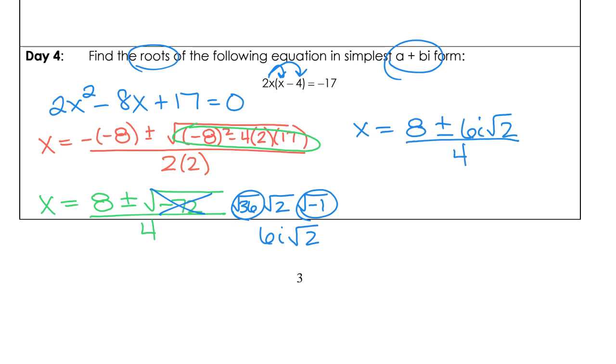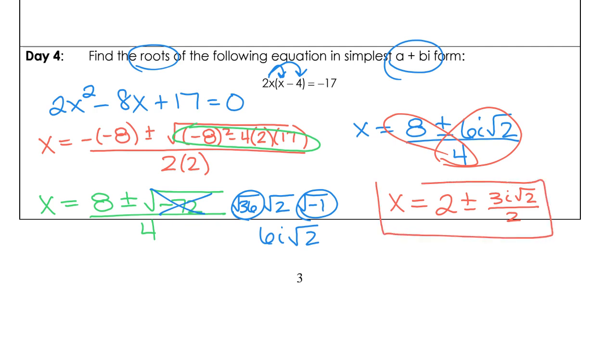And so now when I go ahead and simplify by dividing here and dividing here, I end up with x equals 8 divided by 4 is 2, plus or minus 6i radical 2 divided by 4. The 6 is really being divided by the 4, and 6 divided by 4 reduces to a fraction of 3 over 2. So I'm going to say 3i radical 2 all over 2. So you can see my 3 over 2. And that's in a plus bi form.